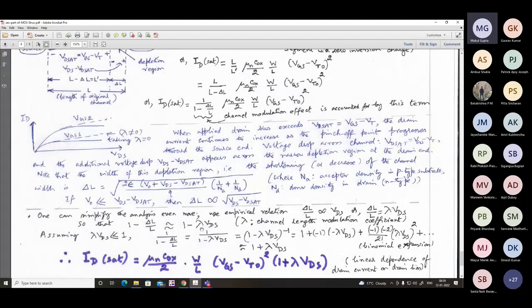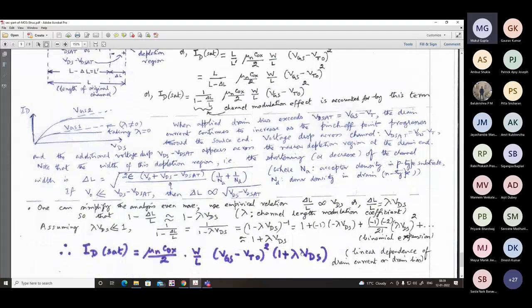The unit of lambda will be, you see, lambda into VDS. Look at the expression, 1 plus lambda VDS. This should be unitless. That means the unit of lambda is volt inverse. Okay, so 0.1 volt inverse or 0.05 volt inverse, something like that. One can simplify the analysis by introducing lambda. That means instead of writing 1 upon 1 minus delta L by L, let us write it as 1 upon 1 minus lambda VDS. If you write it, then from the binomial theorem, this is equal to 1 plus lambda VDS, and as lambda is much less than 1 in general, we just take the second term.